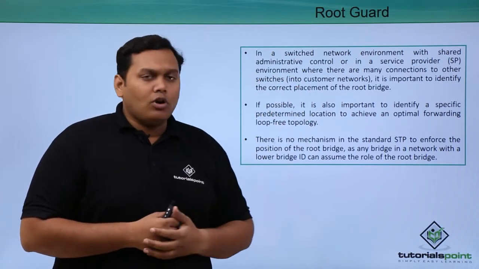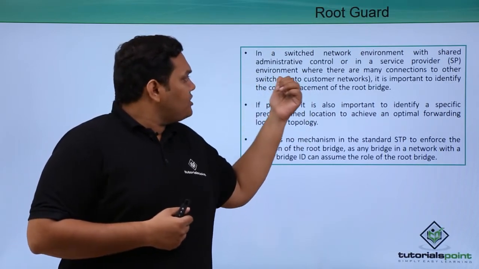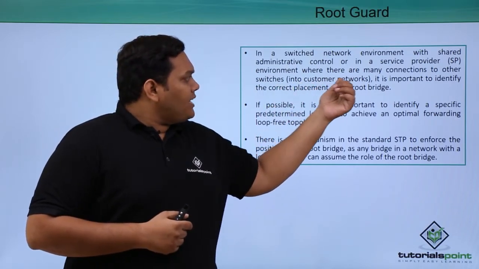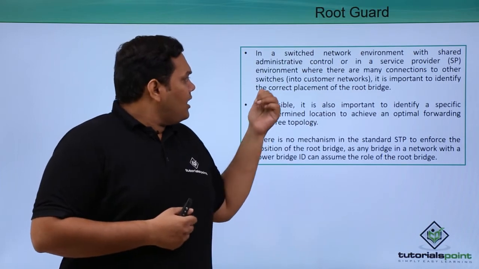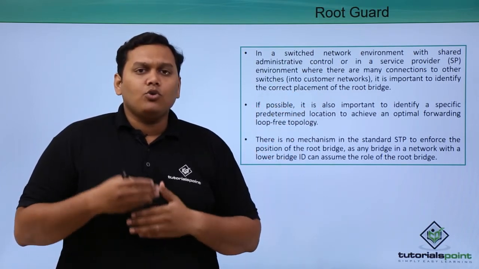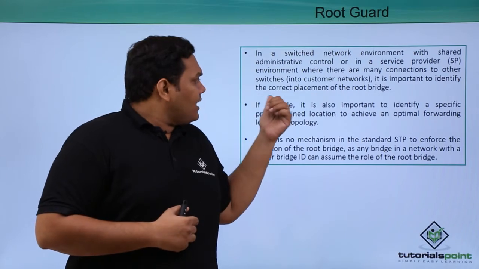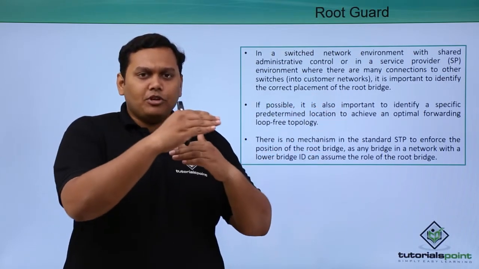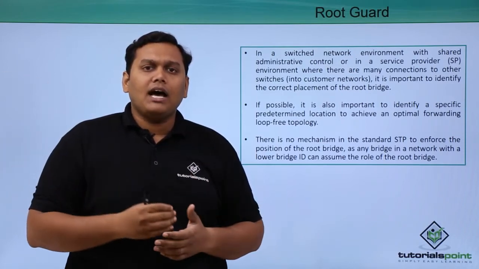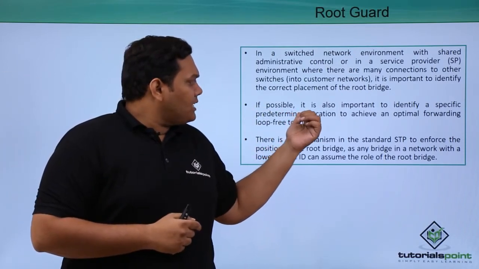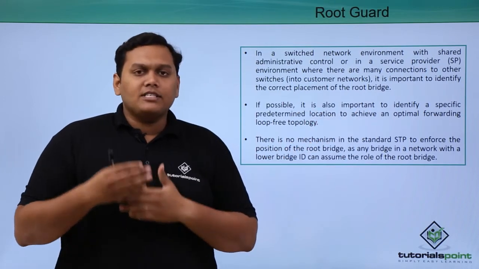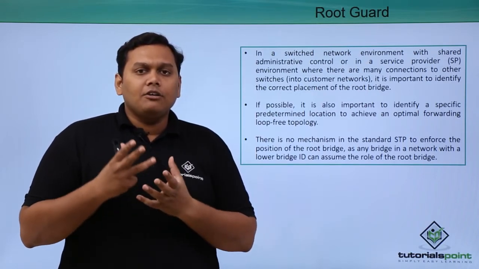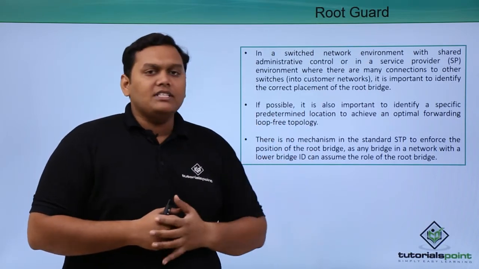In a switch network environment with shared administrative control, or in a service provider environment, when there are many connections to other switches in customer networks, it is important to identify the correct placement of the root bridge. So, what is a root bridge? Election and placement of a root bridge matter when you get multiple connections from other networks. If possible, it is also important to identify a specific predetermined location to achieve optimal forwarding and a loop-free topology.